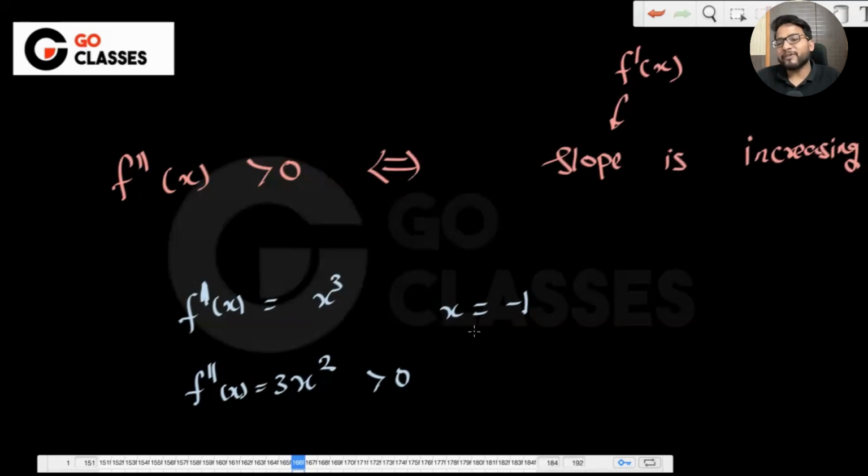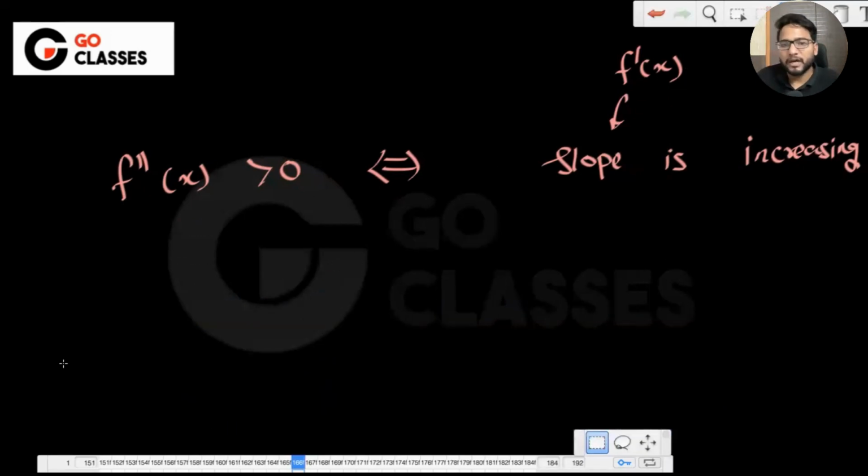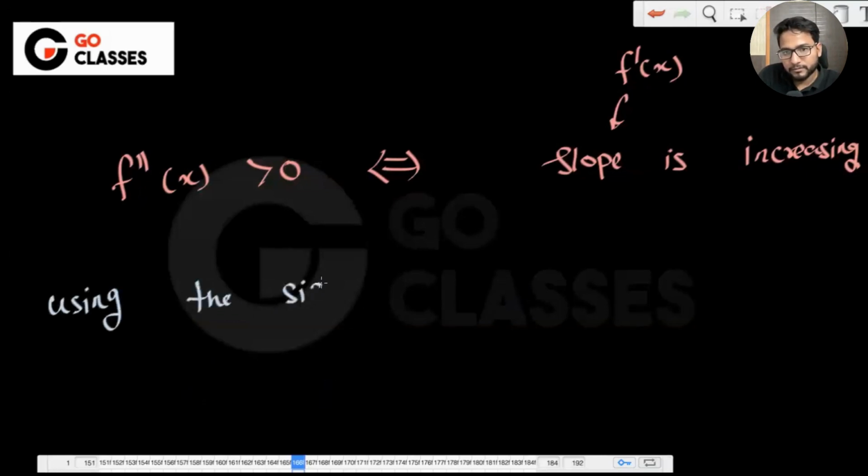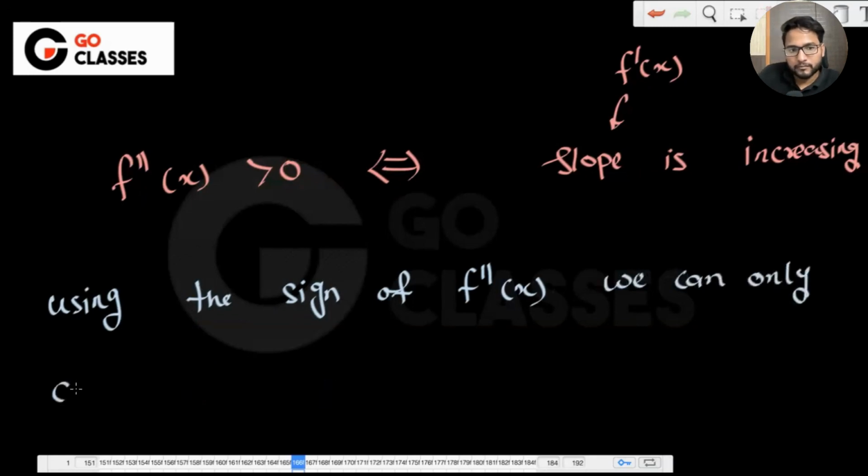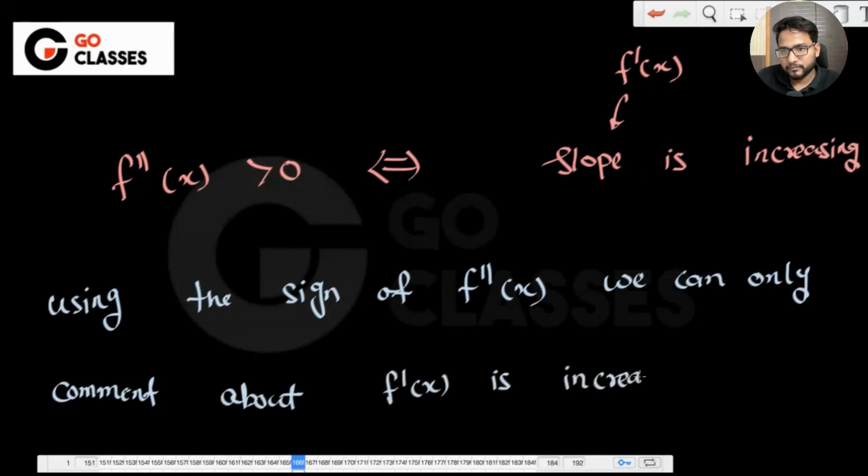Right? Basically, if f dash x is less than 0, then the function must be decreasing. But using this f double dash x, I cannot talk about whether the function is increasing or decreasing. Which means using the sign of f double dash x, I cannot say anything about the sign of f dash x. Only I can comment using the sign of f double dash x. We can only comment about whether f dash x is increasing or decreasing.